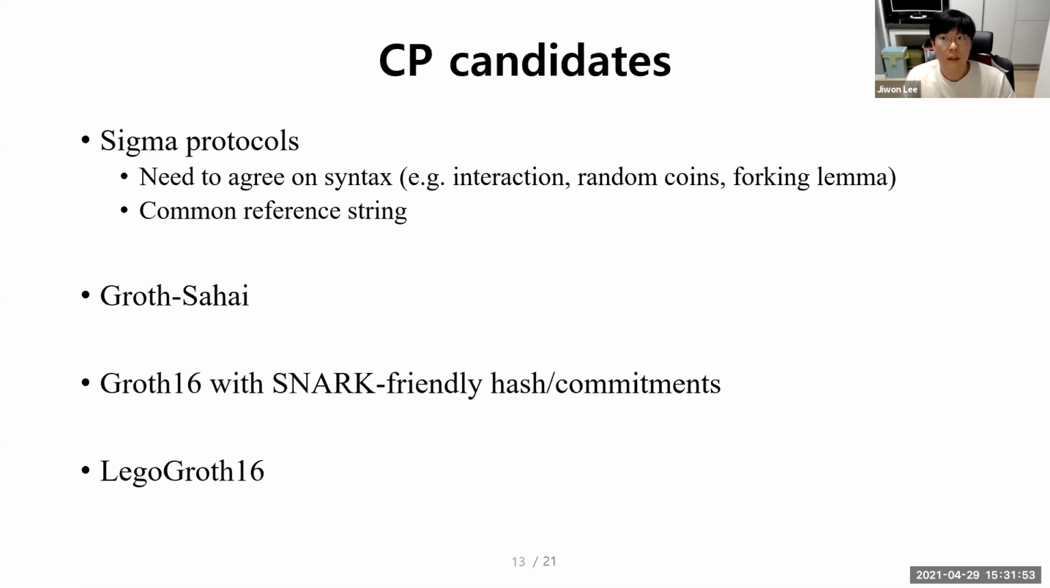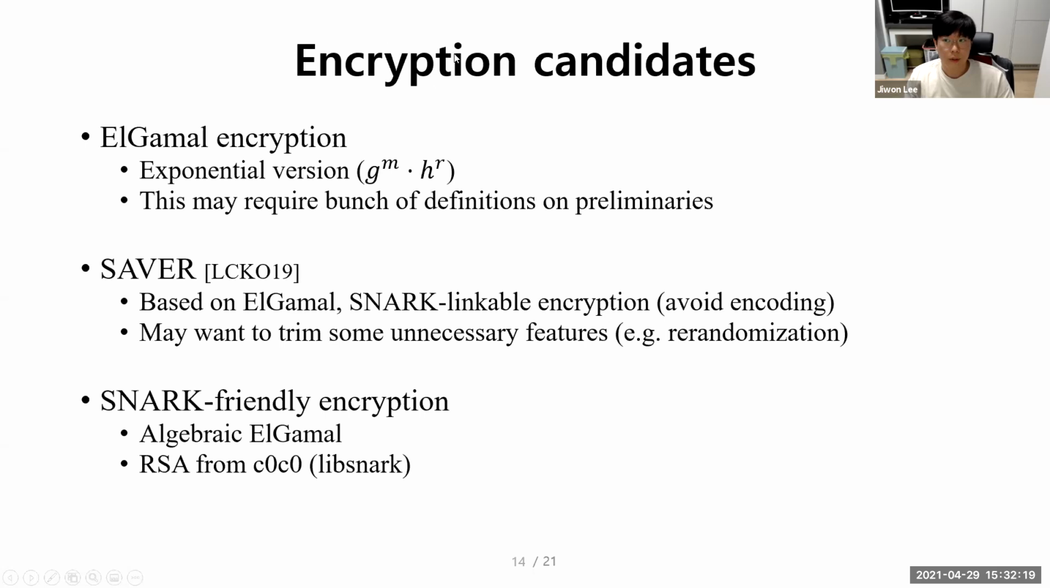And the second candidate is Groth-High, which is the basic pairing-based proof system. And also we have the popular Groth16 using the SNARK-friendly hash for commitments encoded inside. And we also have the Lego Groth16 among the candidates, which is from the LegoSNARK paper that can work as a commit-carrying SNARK, which can be plugged into the CommitImprove framework. Okay, now these are the candidates for the CommitImprove, and we can always do the same for the encryption candidates.